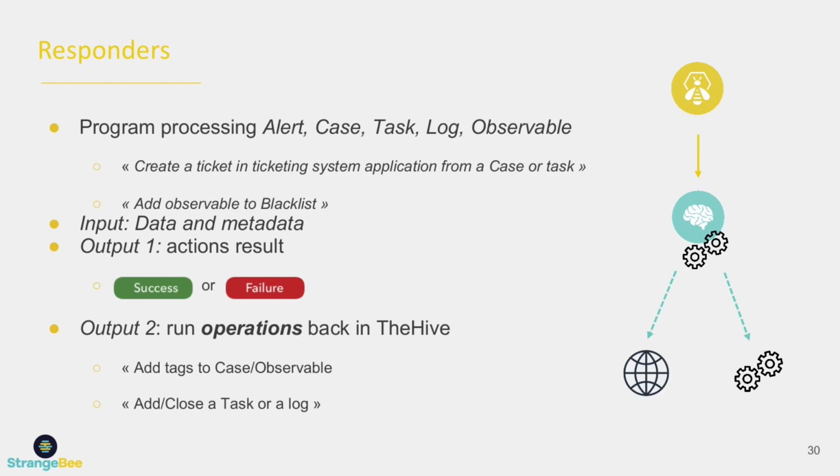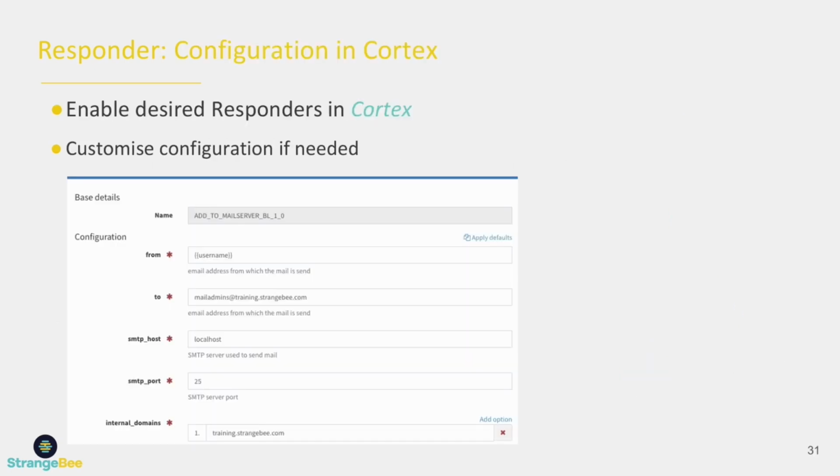The first output of a responder is an action result. So did a responder run successfully or not? And the second output is some operations. The responder, upon the actions run, can also run operations back in TheHive. So, for example, when a responder runs successfully, you can add some tags to a case or an observable. You can also add or close a task or a log, but you can also run many more operations in TheHive. So let me show you how to configure it.